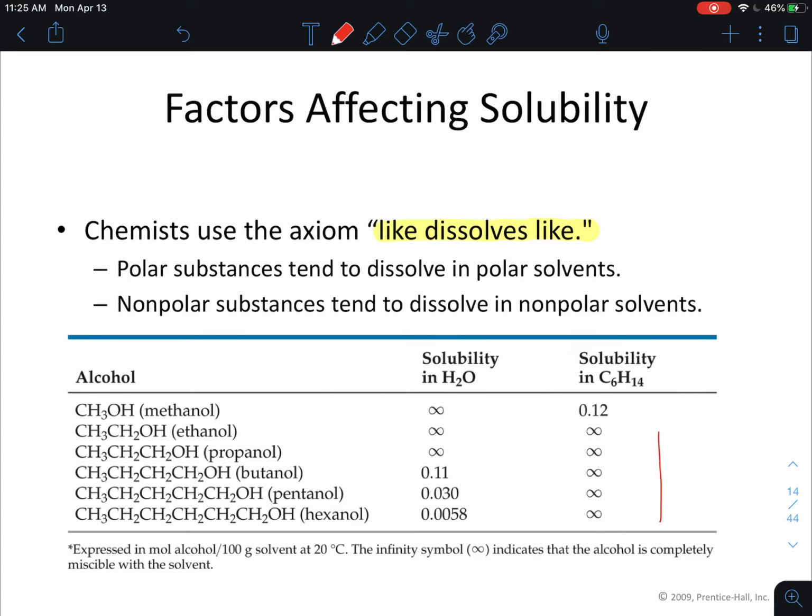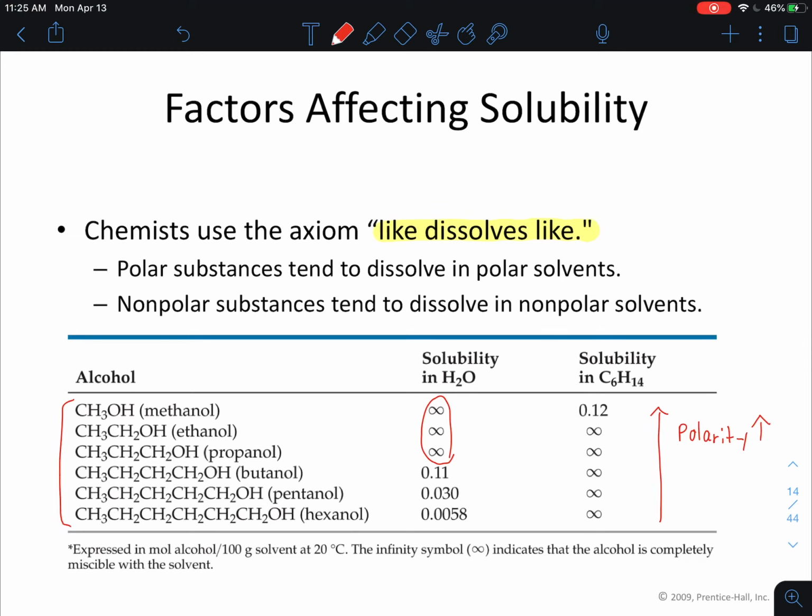So in this particular table, polarity is increasing from top to bottom. These are all organic molecules that we're looking at, but what's happening is the hydrocarbon part of it, the nonpolar portion, is increasing as I increase the carbon chain length. And so in the first three, with small carbon chains, you can see that these are all things that will dissolve in water. Water is kind of the most polar solvent we really have.